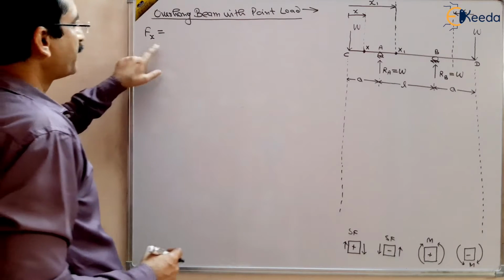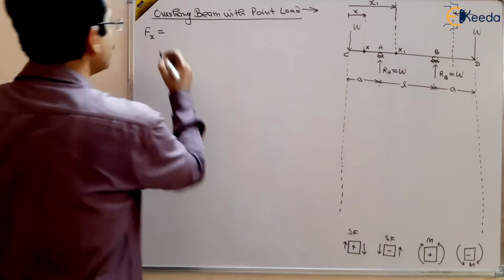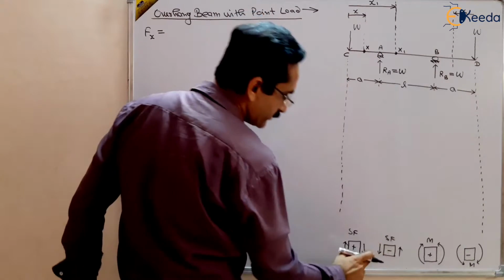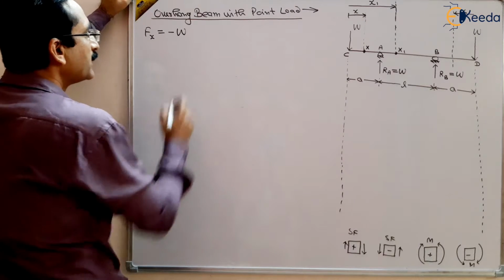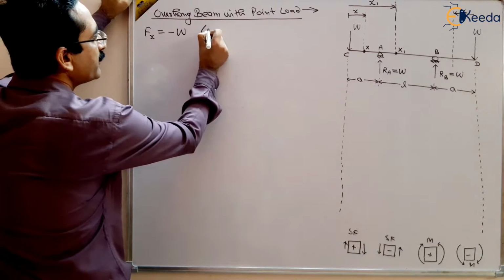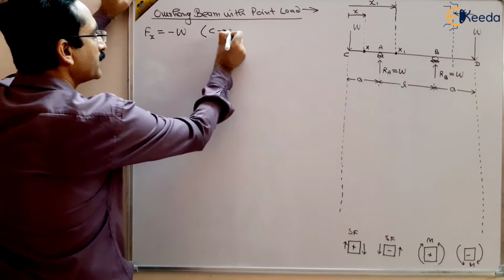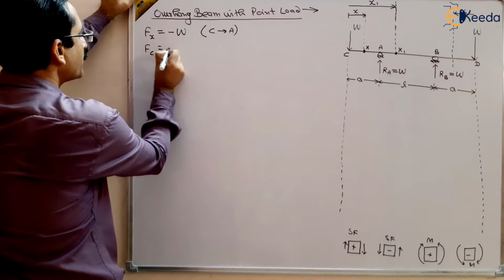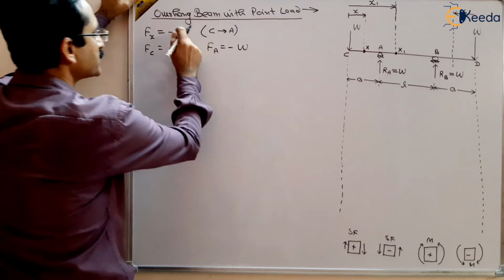Now what is Fx? At this point Fx will be equal to the forces to the left downward. W is downward, so it is negative, so it is minus W, and this equation is valid between C to A. Starting from C to A, this equation is valid, right? So at Fc you will get minus W, at Fa you will get minus W because it is constant.